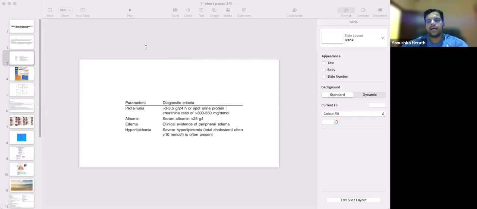So 10, 9, 7 and 2. That is the way you remember vitamin K dependent clotting factors. Very simple question, no rocket science in that.